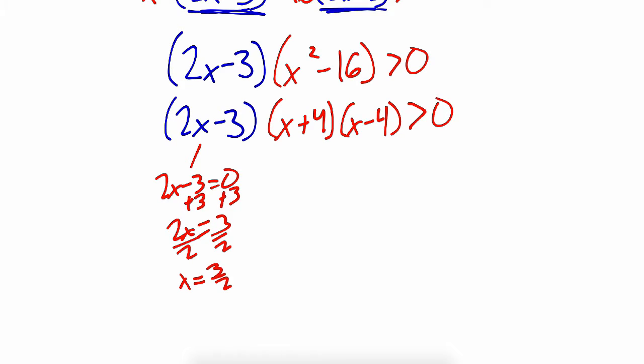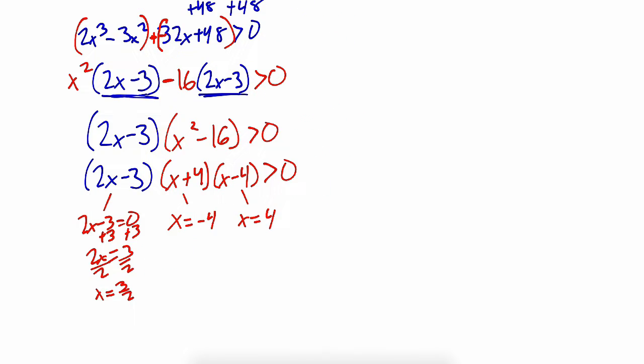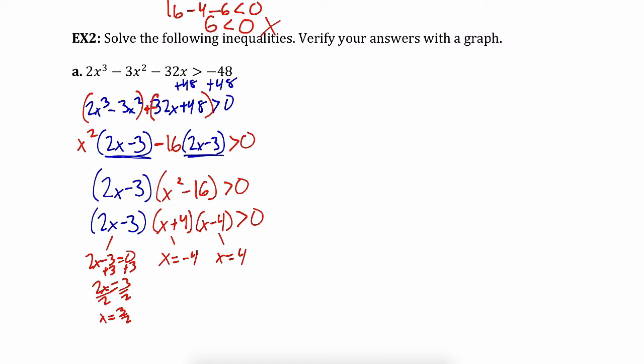So that's going to be one of our key points there. For this next one, I'm not going to have to go through all of those steps. We're going to end up with x equals negative 4. And for this last one, x minus 4, we're going to end up with x equals positive 4. Now what we need to do is graph these on a number line, and I'm going to do this off to the left here.